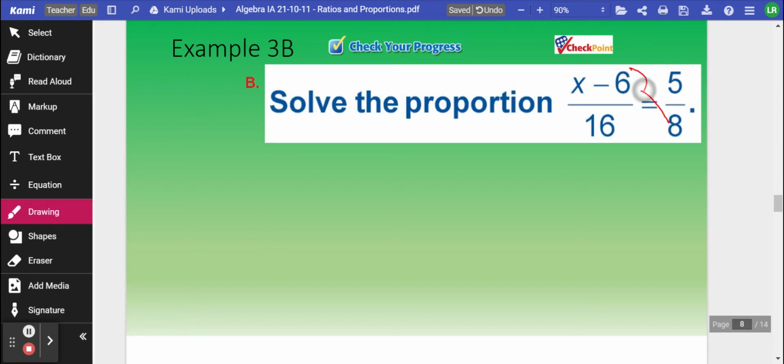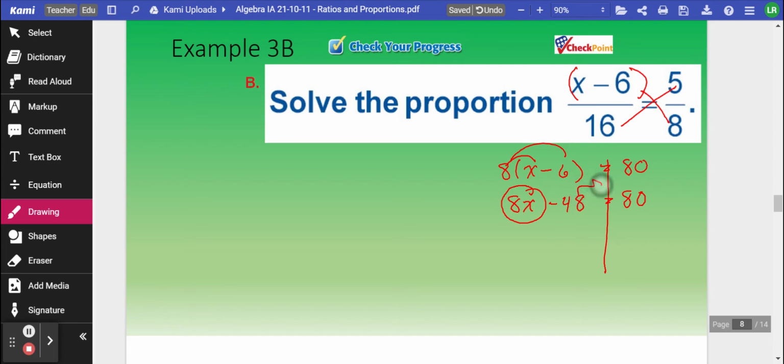So the 8 is getting multiplied to the x minus 6. So 8 times x minus 6. The 16 is getting multiplied to the 5. Well, 16 times 5 is 80. And I need to solve. Distribute. 8 times x is 8x. 8 times negative 6 is negative 48. X's are already on the left side. It's the only spot they are, so I need to move the negative 48. So I'm going to add 48 to both sides.